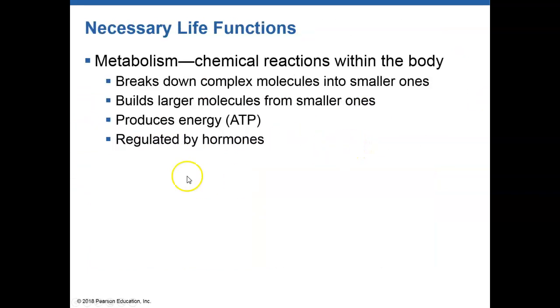We have to maintain metabolism. Metabolism in a nutshell is just all the chemical reactions within our body. And they're broken into two groups of processes. One of those groups breaks down molecules into smaller ones. That's called catabolism. And the other is building up large molecules from smaller ones, and that's anabolism.